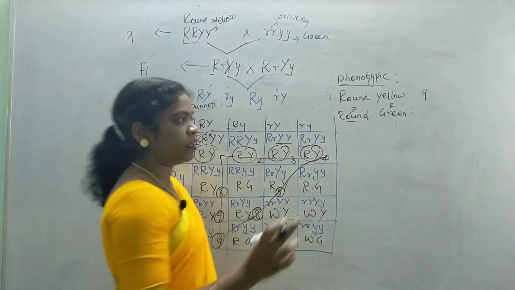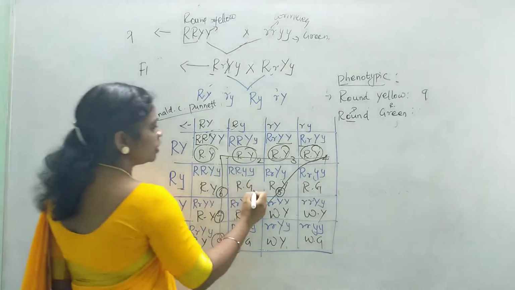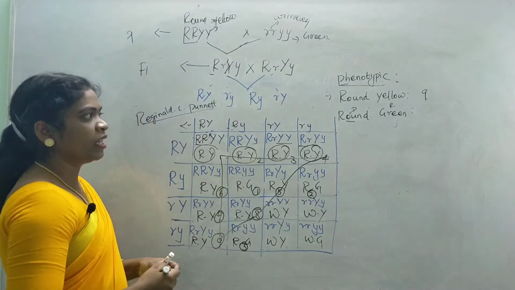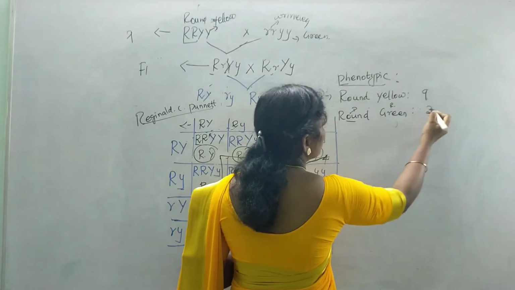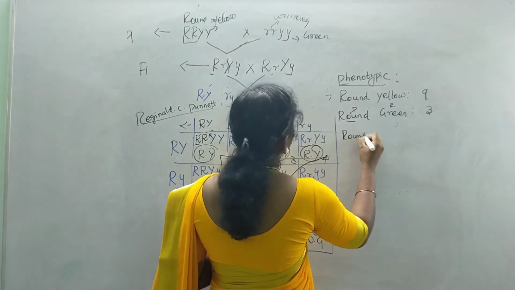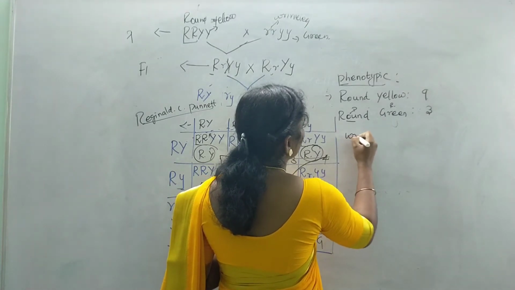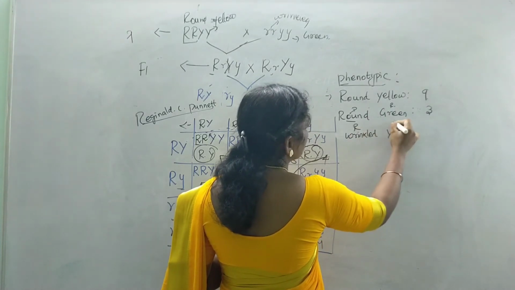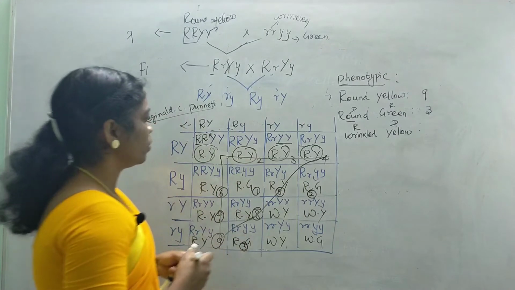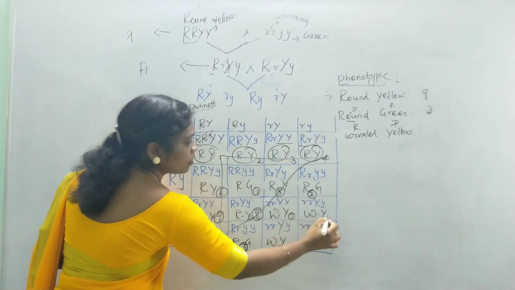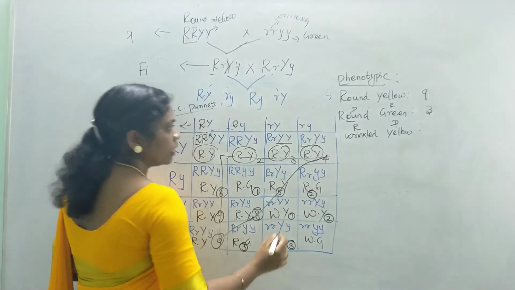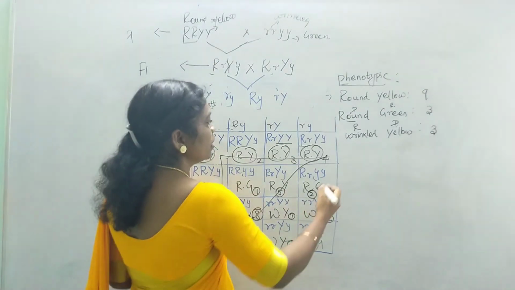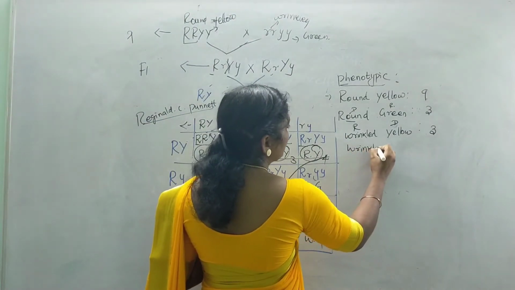Okay, we'll write the intermediate. When you find round green, here it is 1, again it is 2 and here it is 3. So I can find 3 round green, the ratio is 3. And the next one is wrinkled yellow. It is a recessive character, and this is the dominant character. When you find this wrinkled yellow, you can find here 1, 2, 3. The ratio is 3. The last one where we write the recessive character, that is wrinkled green.